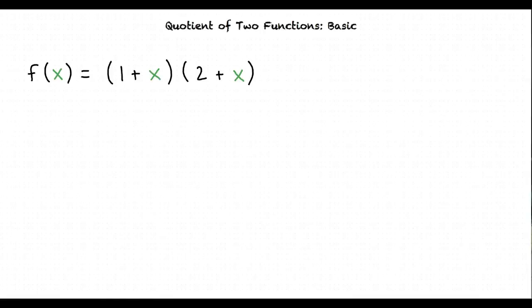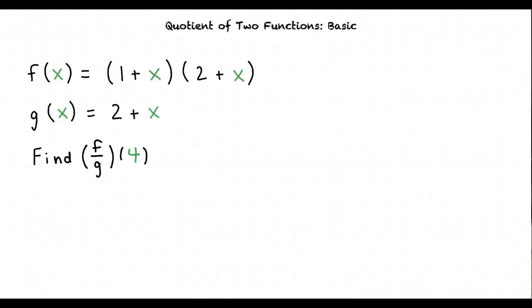This video will cover the topic, Quotient of Two Functions, Basic. Let's start out by looking at an example problem. We are given f of x equals the quantity 1 plus x times the quantity 2 plus x, and g of x equals 2 plus x. And we are asked to find f divided by g of 4, or in other words, the quotient f divided by g when x equals 4.